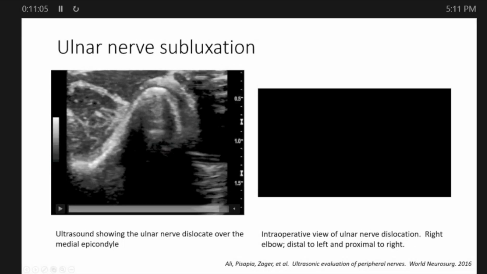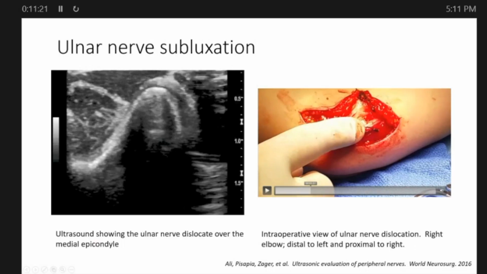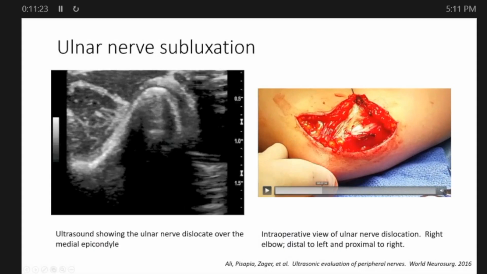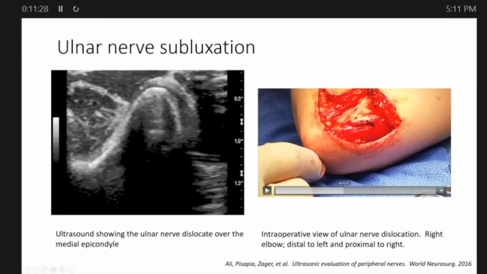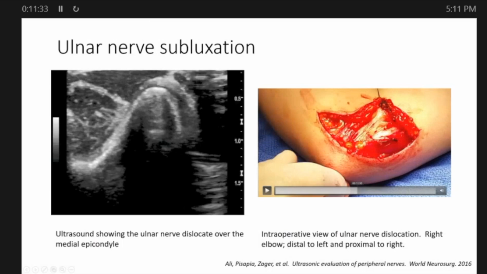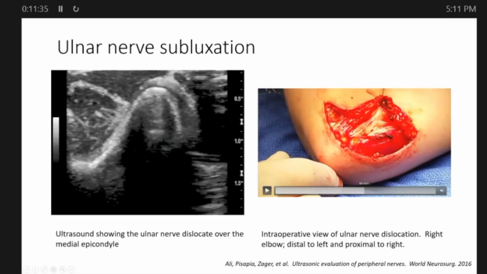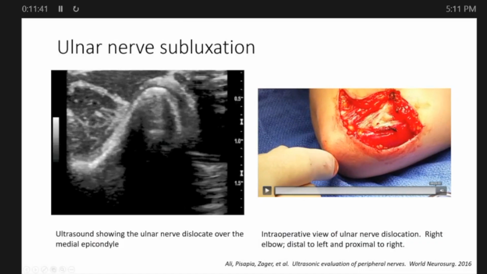And dislocates over. And again, this is the medial epicondyle, and the nerve is hypoechoic structure here. Right. This is actually a case of yours, Dr. Zager, that we did together several years ago, showing this intraoperatively. This is the right elbow, and distal is towards this direction. You can see the nerve here. I'll try to take it slowly here as we flex. There it is again.